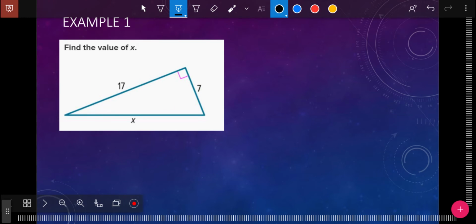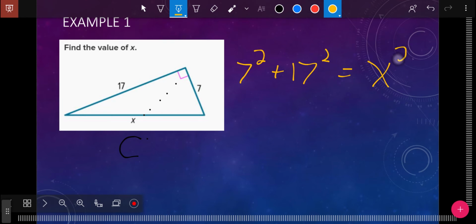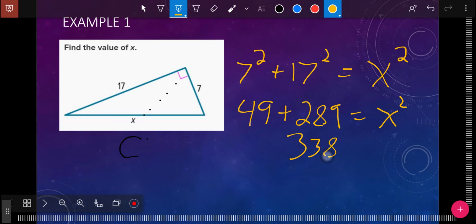Again here, this side down here has to be C. And so I'm going to do 7 squared plus 17 squared equals x squared. Again, could have done 17 first. Doesn't matter in that way. But C has to be that x. And so 7 squared is 49. 17 squared, take your calculator, it's going to tell you 289. Those add up to 338 equals x squared.